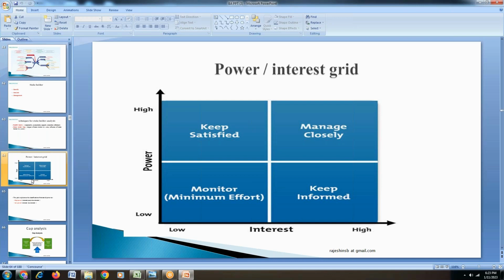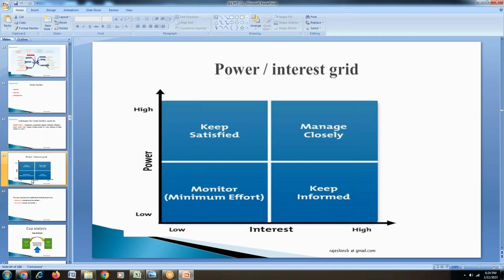Next, interest leads to engagement, involvement. Interest leads to involvement. Right or not? Understood? So why have we taken power and interest for stakeholder identification? Power leads to decision making, whereas interest leads to involvement. People who are capable of providing you the decision, and at the same time who are involved in the project, based on these two categories we are identifying the stakeholders. That's the reason why we have taken the power and interest grid into account.